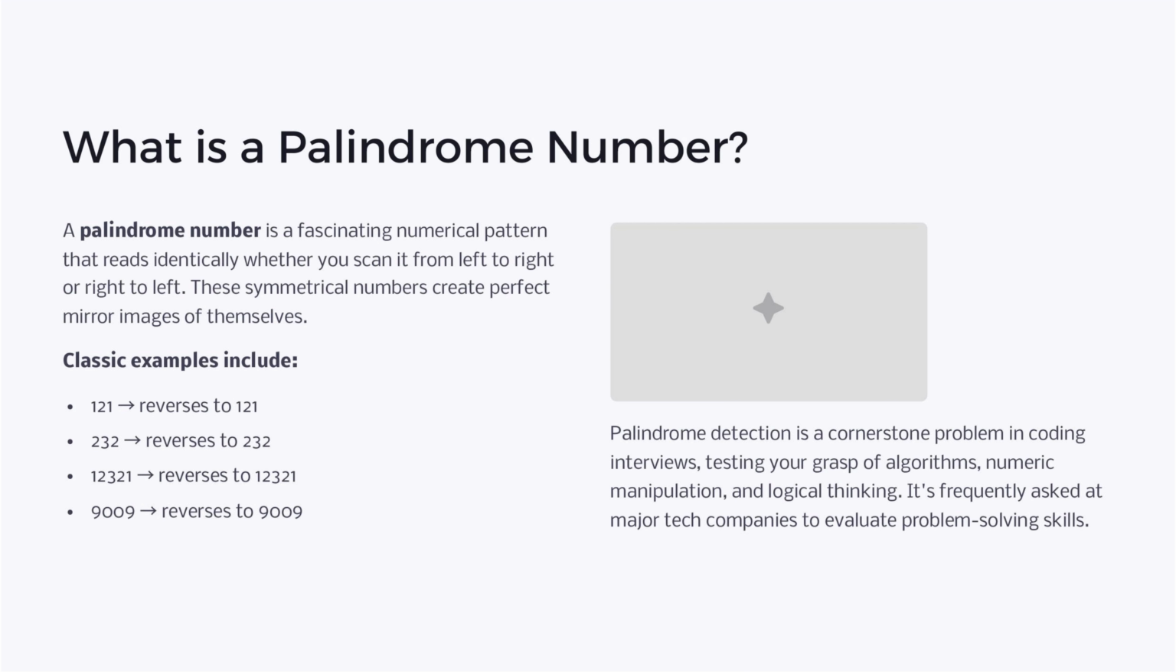A palindrome number reads the same forwards and backwards, like 121 or 12321. These numbers are perfect mirror images, making them a key focus in coding interviews. Understanding palindromes tests your algorithmic skills, numeric manipulation, and logical thinking, crucial for problem solving in major tech companies.